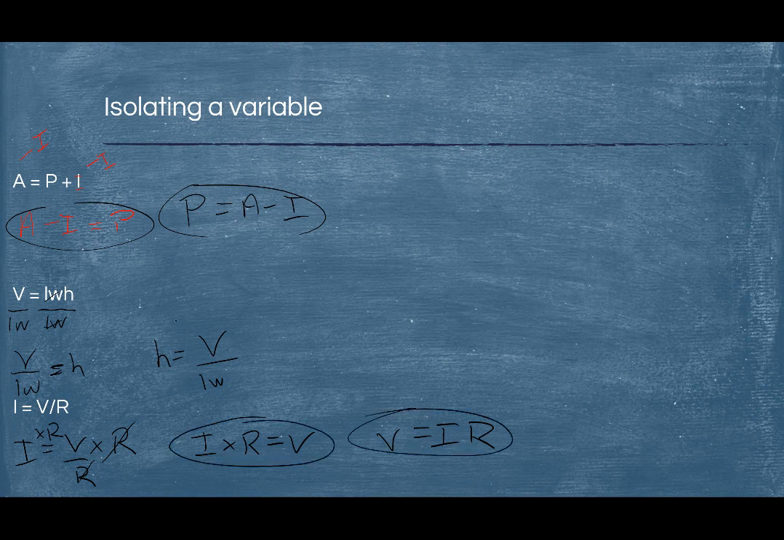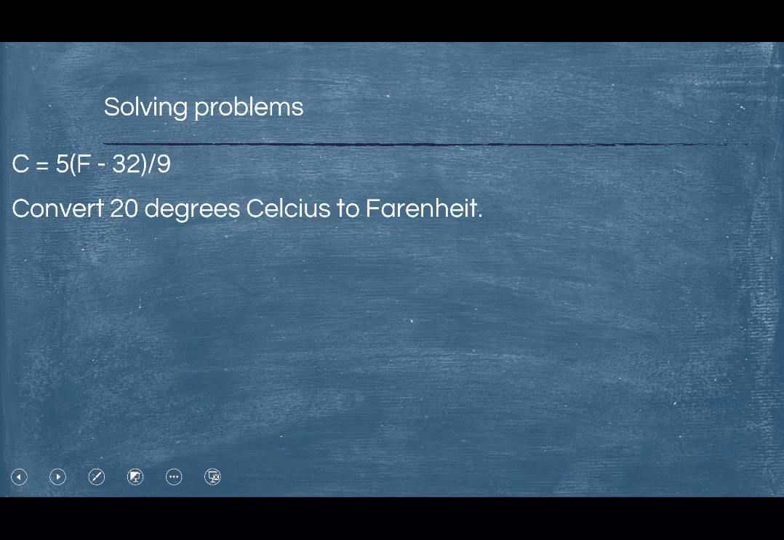So now you've got 1, 2, 3 examples. One of them involved addition, subtraction. One of them we had to divide to get rid of the L and the W. And then the last one we had to multiply by R to get rid of the R. And those are some of the skills you're going to need here. So the rest of the examples are essentially problem solving.